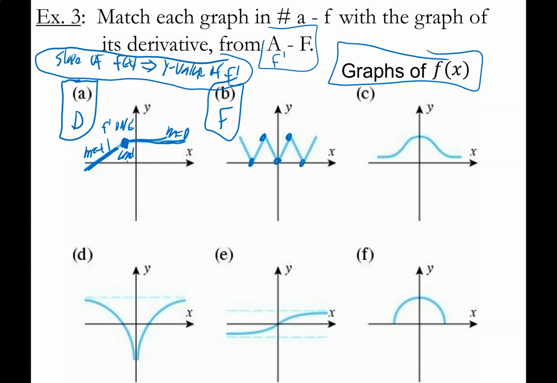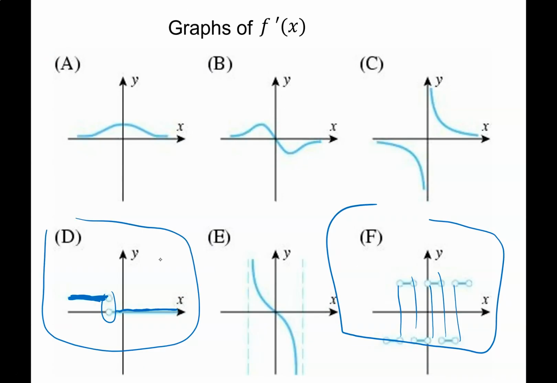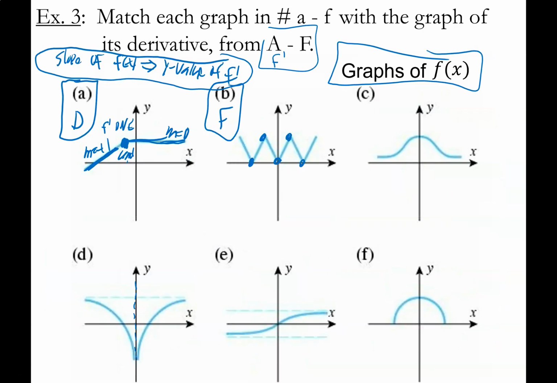Here it looks kind of like a cusp, but I think this is actually a vertical asymptote. Either way, the function is not continuous at x equals 0, so that's going to be undefined. So I'm looking for something that does not have a derivative at 0. This one does not. So I know this belongs to C.